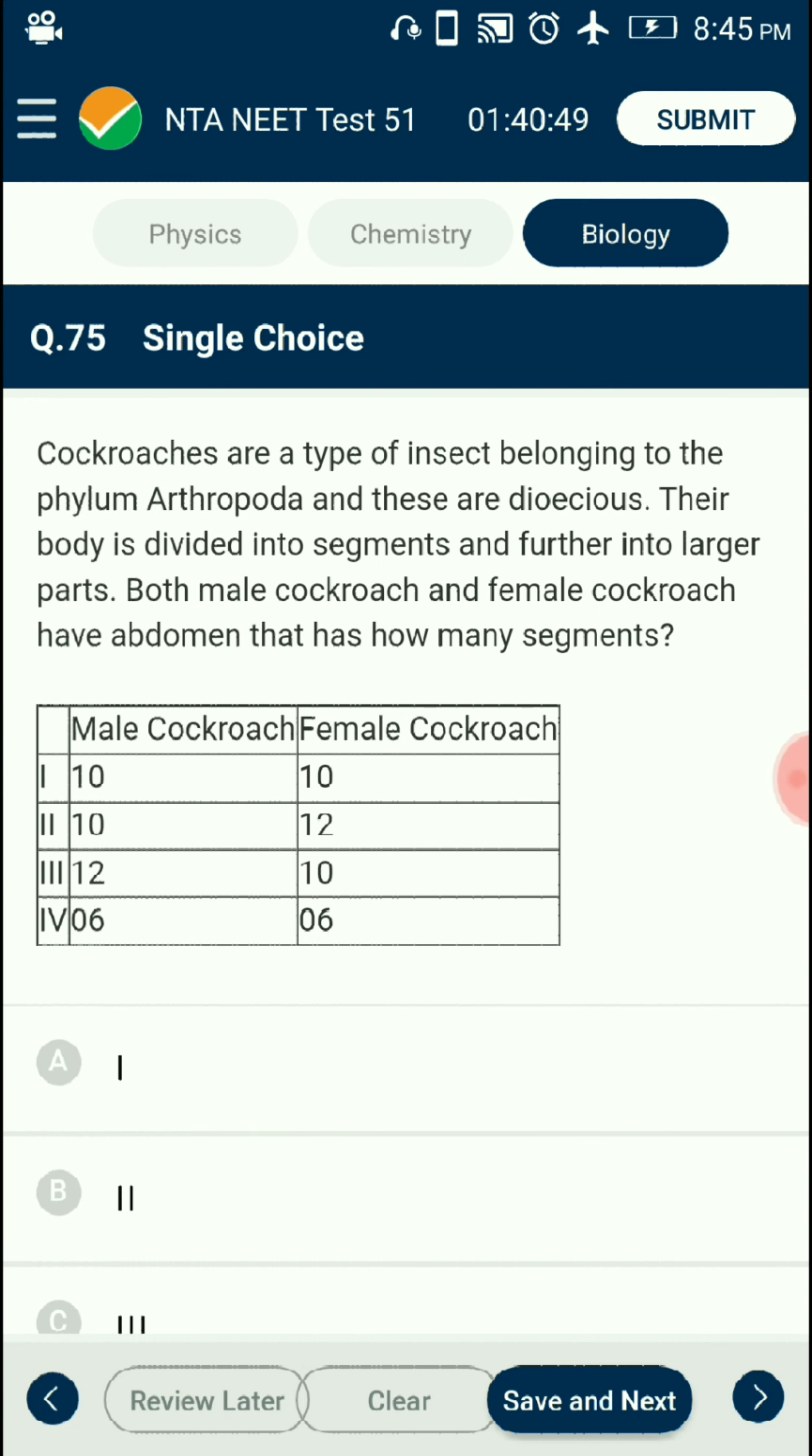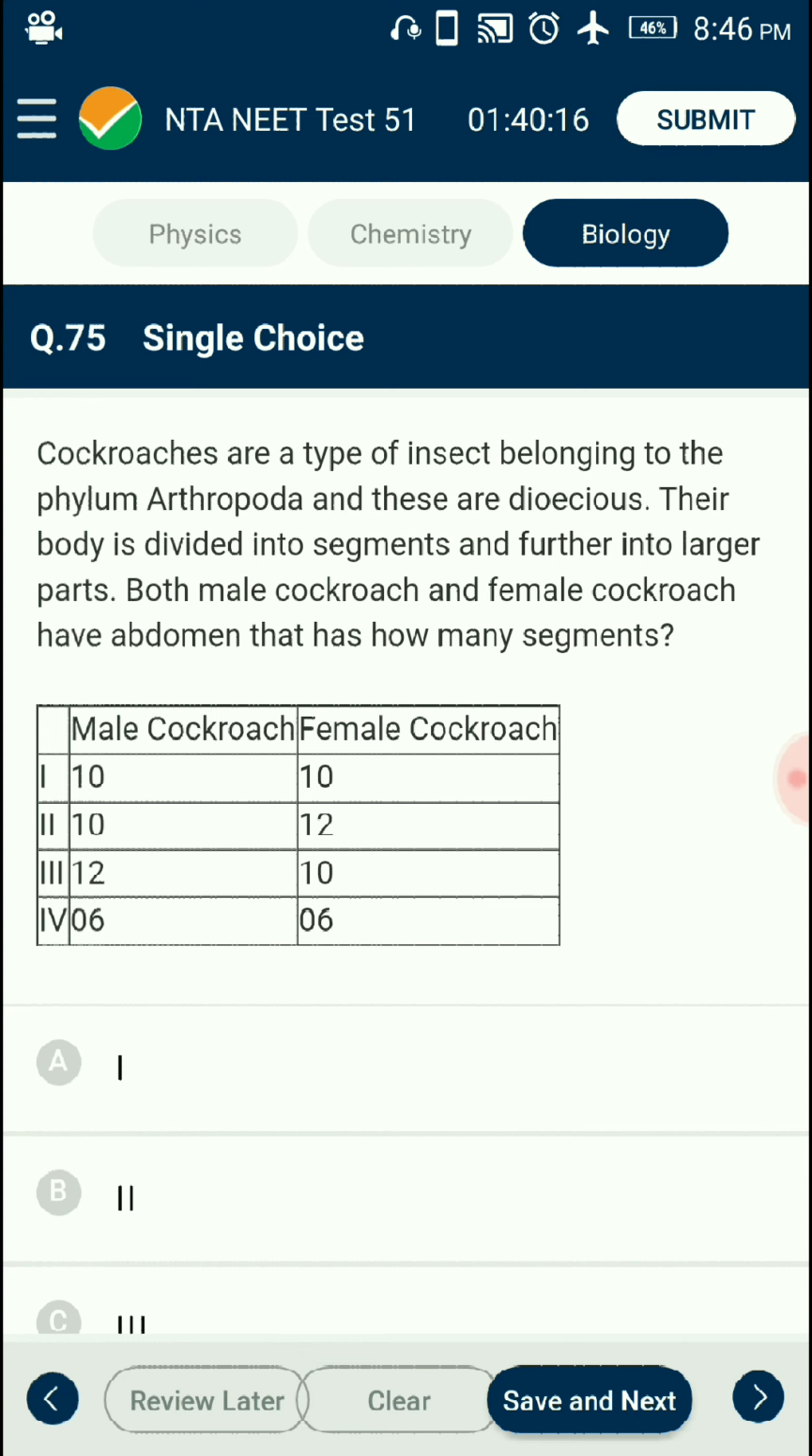Question number 75. Cockroaches are a type of insects belonging to the phylum Arthropoda, and these are dioecious. Their body is divided into segments and further into larger parts. Both male and female cockroaches have an abdomen that has how many segments? Cockroach, a common insect, shows the feature of Arthropoda of being segmented and having appendages.